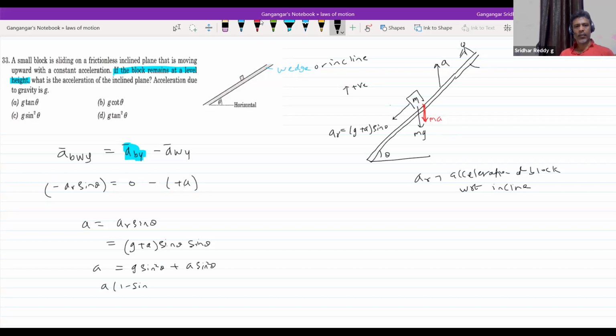1 minus sine square theta is equal to g sine square theta. What is 1 minus sine square theta? Cos square theta. So therefore finally, a is equal to g tan square theta. This is very important. If the block remains at a level height, it means the acceleration of the block with respect to ground along the y-axis must be 0. It means though the inclined plane moves, the position of the block should not change. So it should be there only.